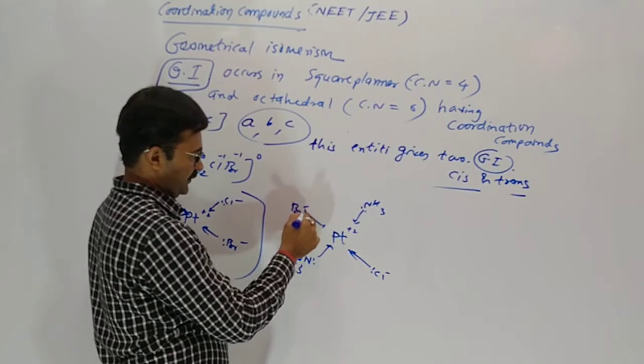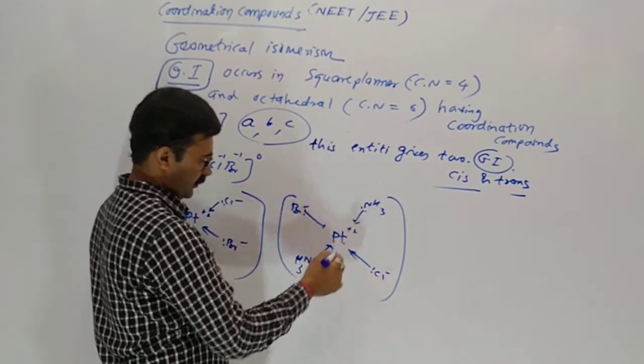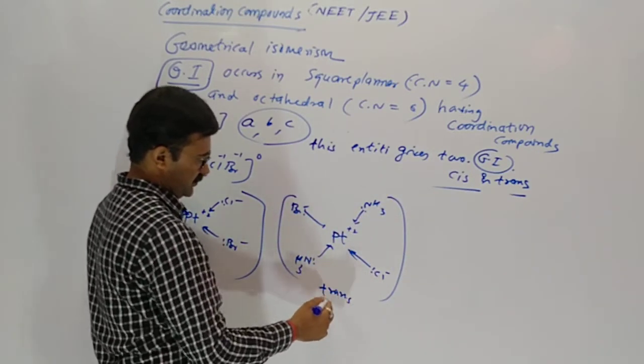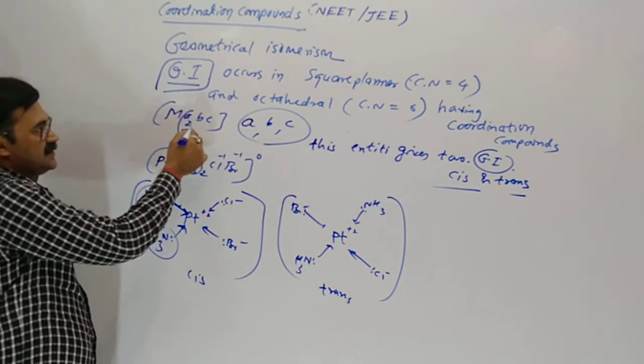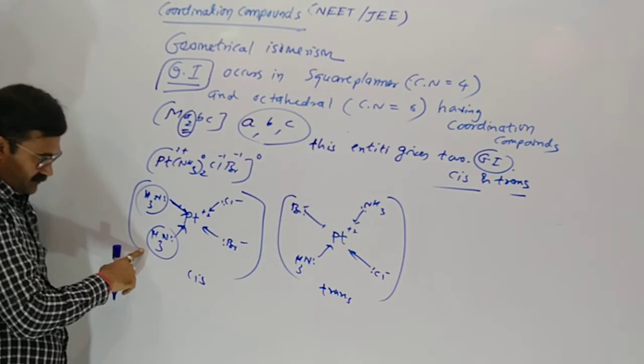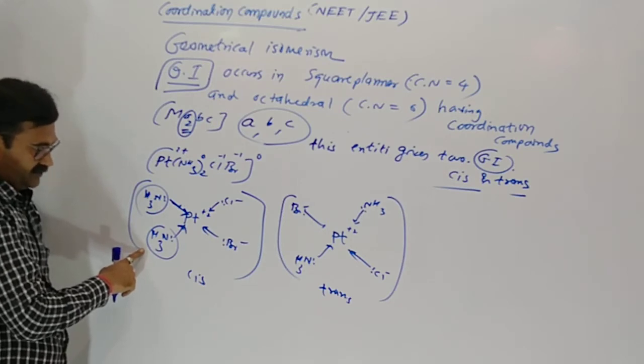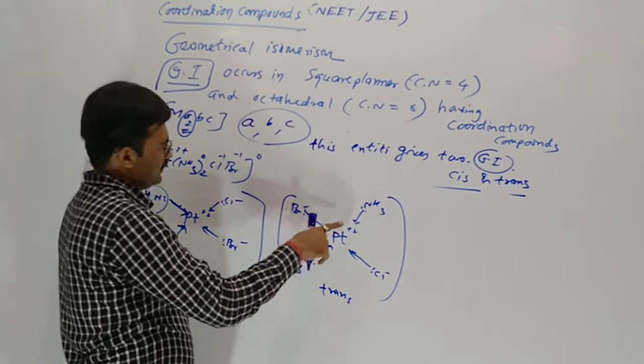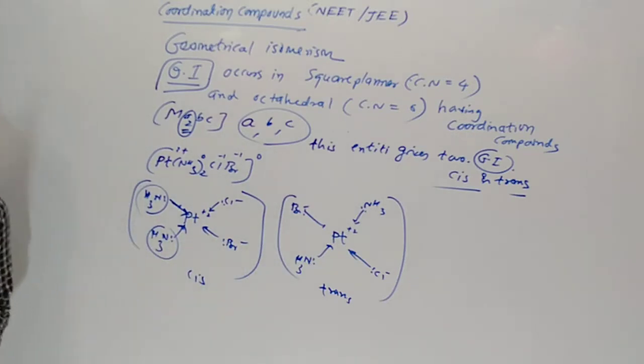Here is bromide. So this one is opposite to each other. In this case, on the basis of A2, if the two A are close to each other, it is cis. If the two A are opposite to each other, it gives a trans.